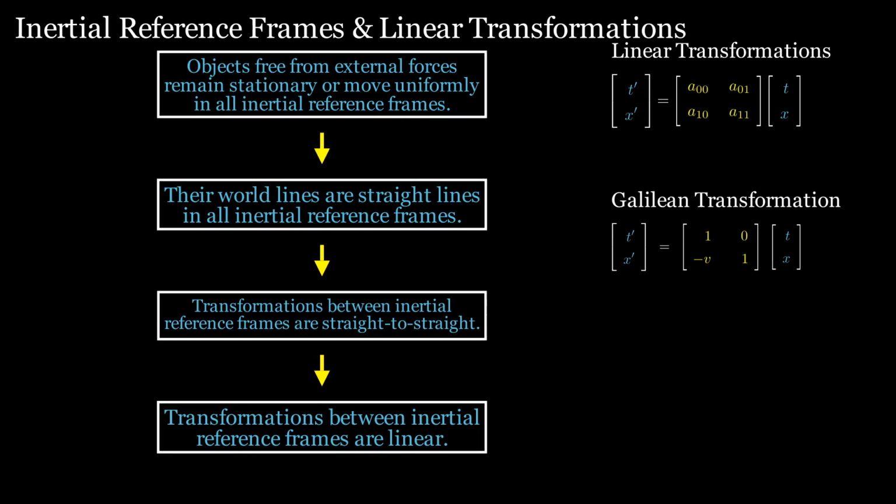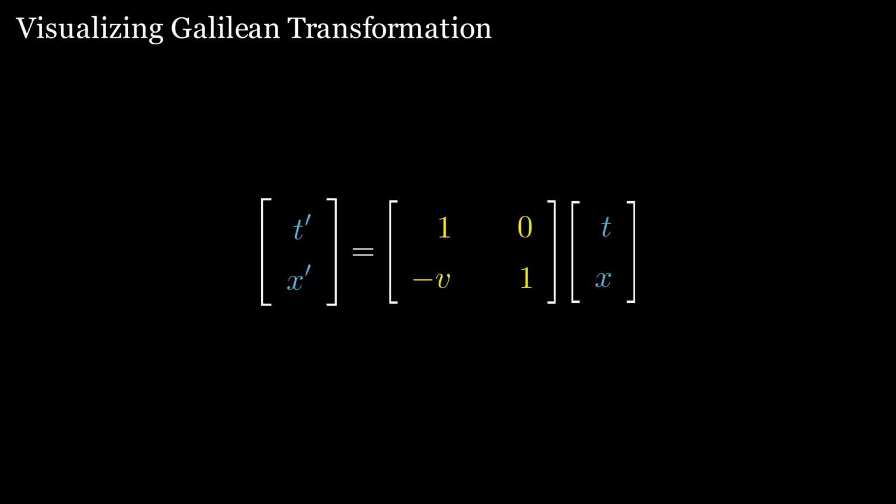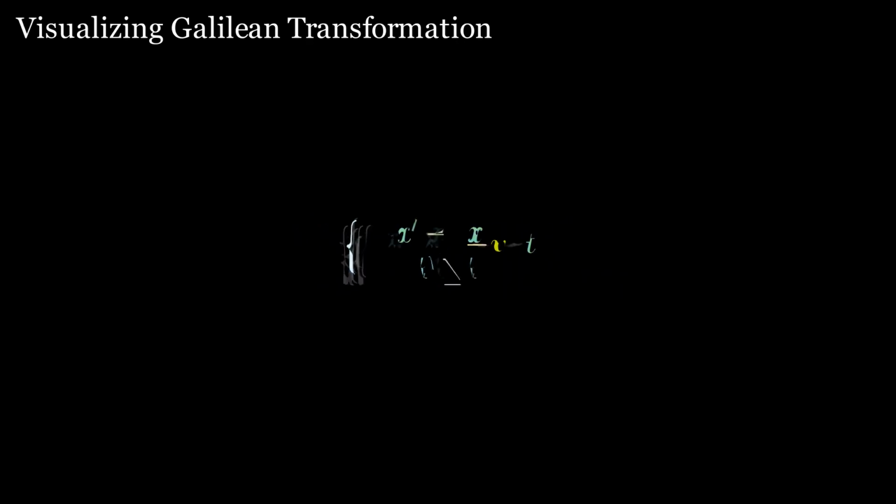The pre-relativistic Galilean transformation adheres to linear transformation principles. The Lorentz transformation in relativity, though a bit more complex, also follows linear transformation principles. We will discuss its derivation and physical significance in detail in later videos. The Galilean transformation is simple. If you're not familiar with matrix multiplication, we can write it out directly using equations.